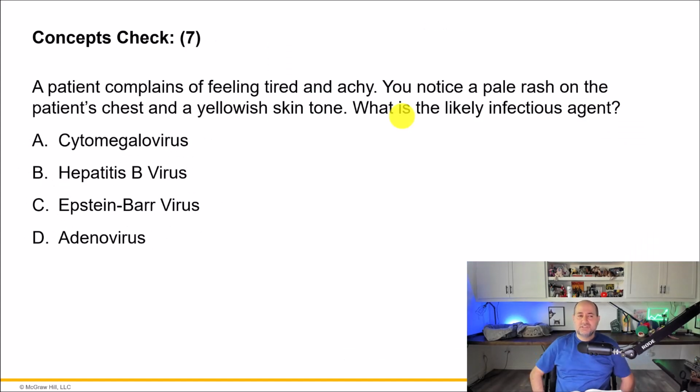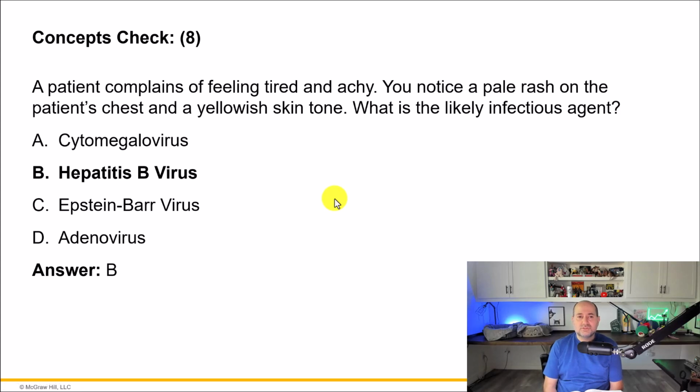All right, concept check number 7. A patient complains of feeling tired and achy. You notice a pale rash on the patient's chest and a yellowish skin tone. What is likely the infectious agent? Well, wouldn't that be something to do with the liver if it's a yellowish skin tone? That would be hepatitis B, that's right. And that yellowish skin tone is known as jaundice.